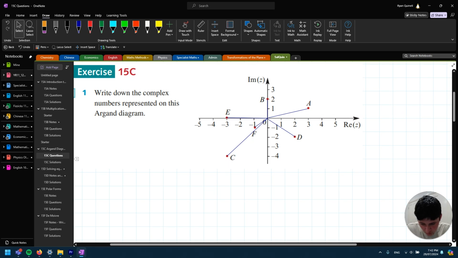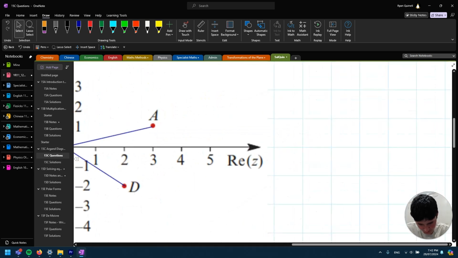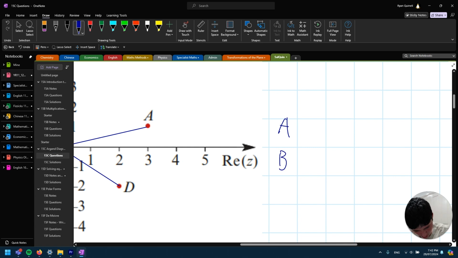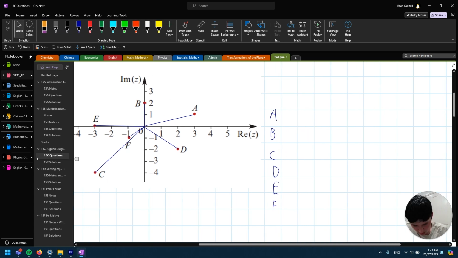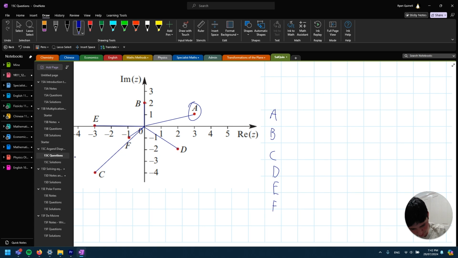Question 1. Write down the complex numbers represented on this Argand diagram. So, A, B, C, D, E, and F. Let's look at A. The real component is 3, and the imaginary component is 1, so 3 plus i. Now we look at B. The real component is 0, and the imaginary component is 2, so it's just 2i.